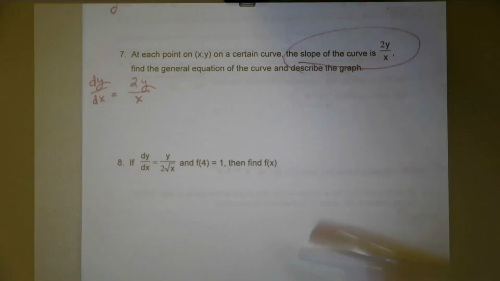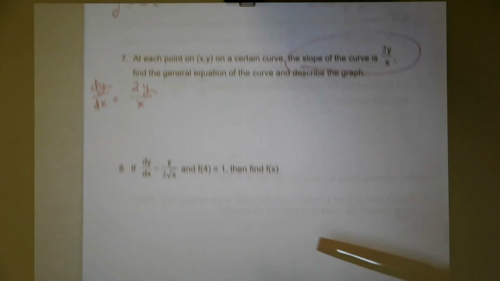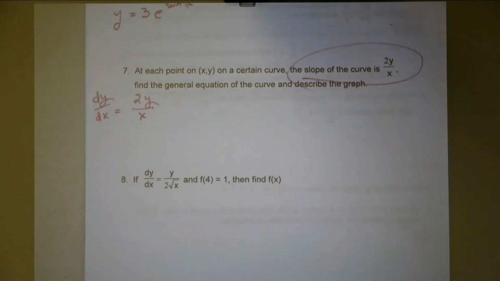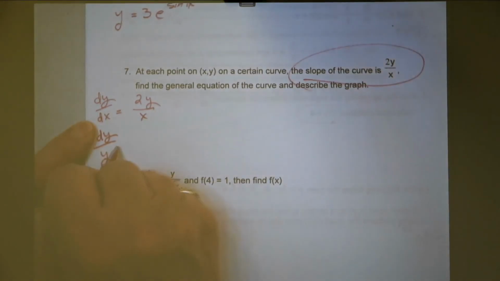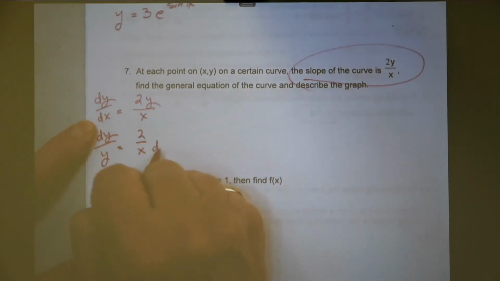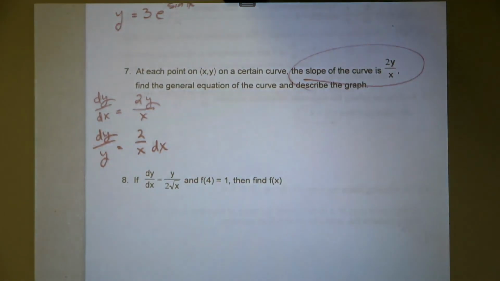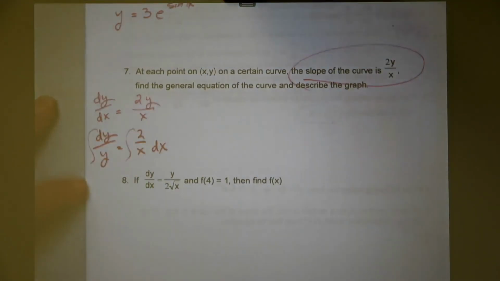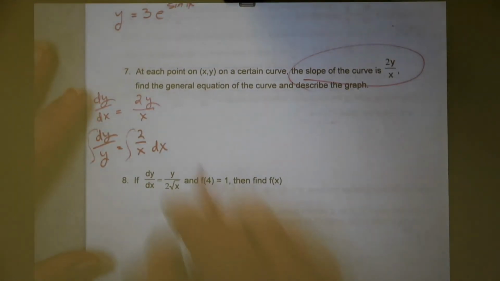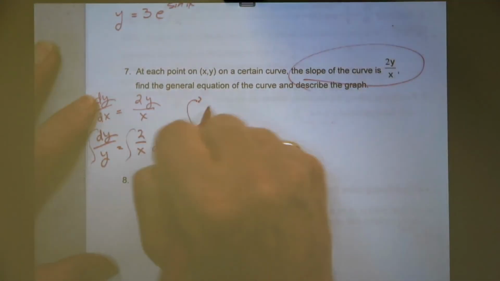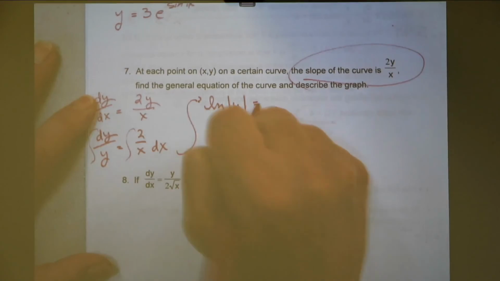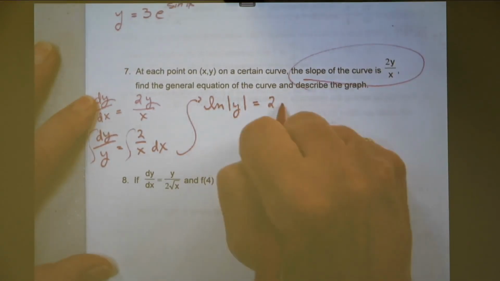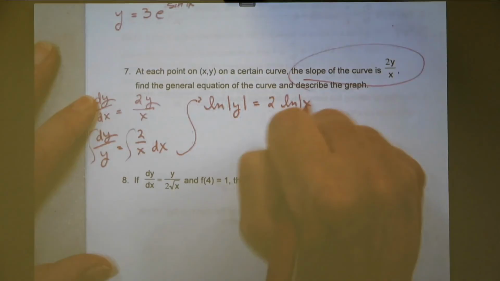I'm going to leave the 2 with the x and move the y to the other side. So I'll have dy divided by y is 2 over x dx. Sorry. Okay. We're going to have logs on both sides. When we integrate, I have 1 over y and 1 over x. The 2 is just a coefficient. So my antiderivative: ln y equals 2 ln x plus c.